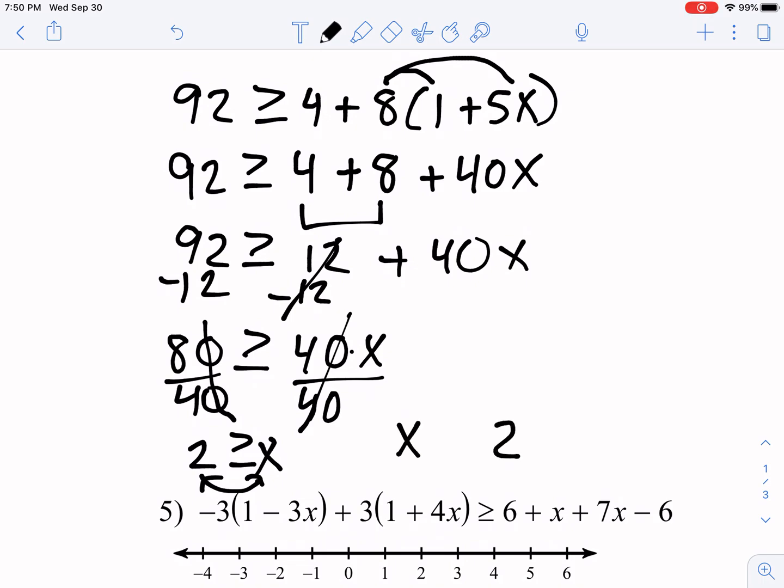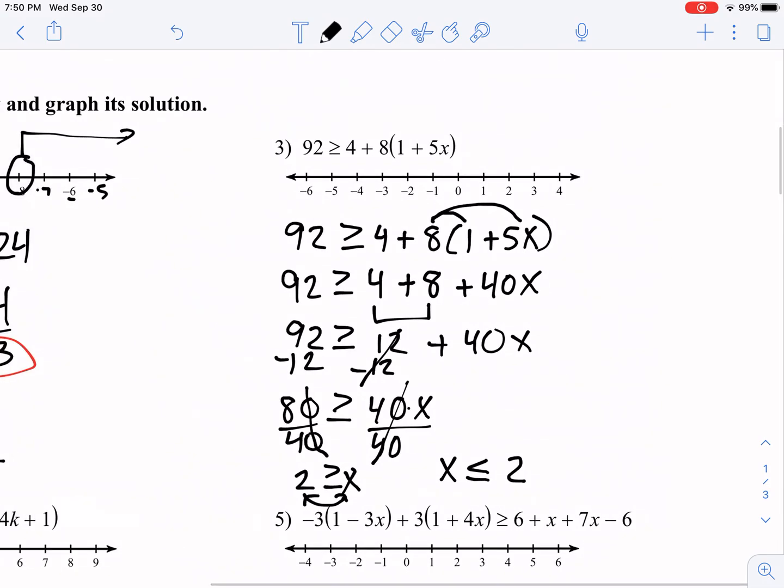Then what happens to our inequality symbol? It flips, right? Okay, so if we flip everything, then we have the variable on the left, but we're still saying that x is smaller. So this says x is less than or equal to 2. Okay? So if it's less than or equal to, does that include 2? Yeah, that means this number could equal 2, right?